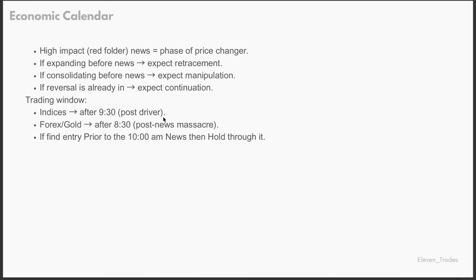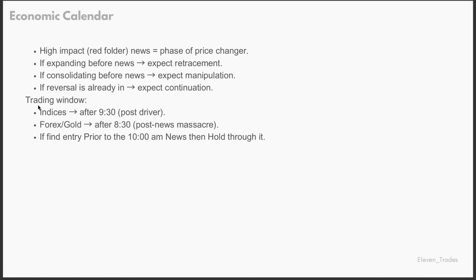Now the economic calendar, there are many doubts about the economic calendar. It is not something that you could predict price off of. When we have a high impact red folder news, it is itself a phase of price changer. When we are expanding before the news, it will be a retracement. We can expect that it is not a confirmation. If we are consolidating prior to the news, it will manipulate, but you still will be having that bias. If a reversal is already in, then we can expect the continuation on the news, or sometimes the news could itself reverse the daily range. You can act on that accordingly.